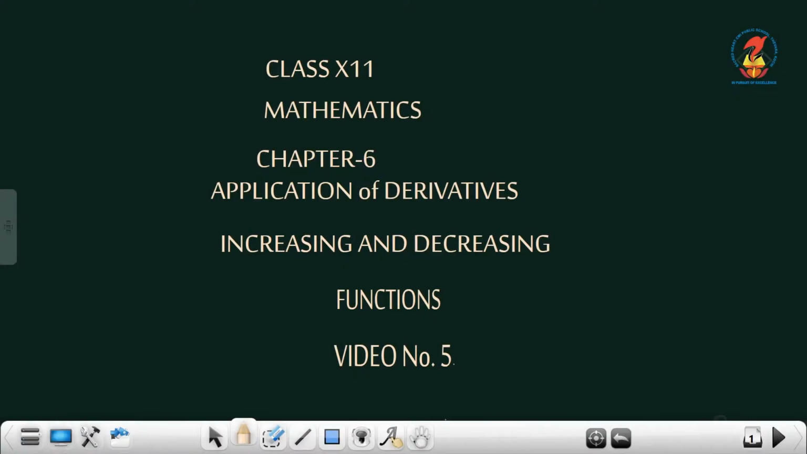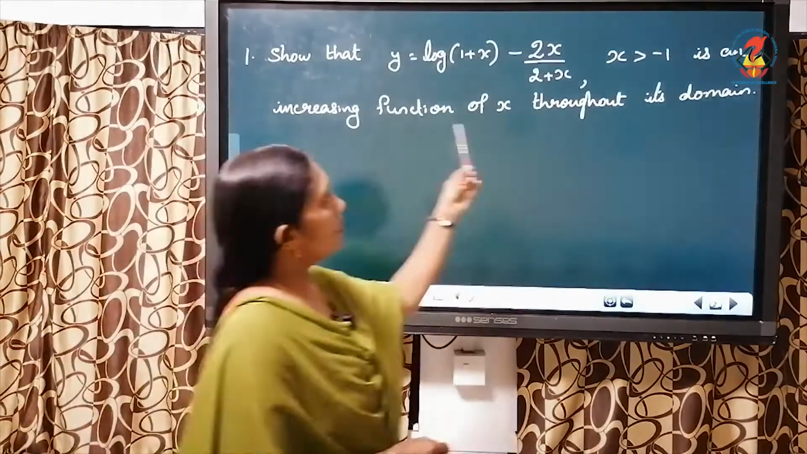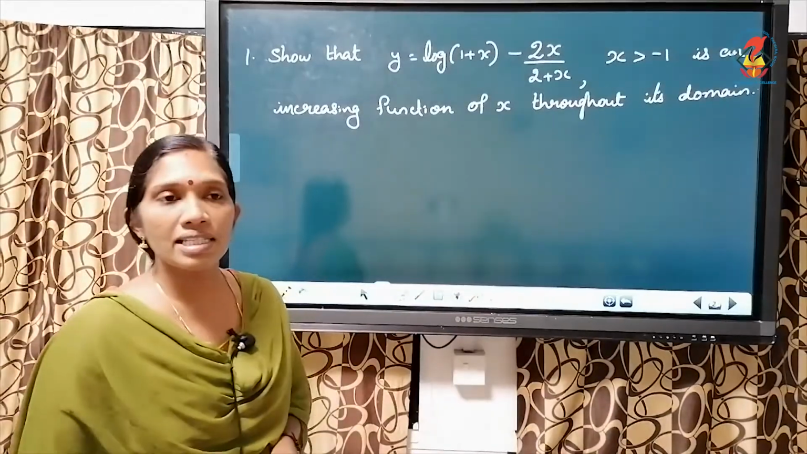Welcome back, children. We can do more problems related to increasing and decreasing functions. So the first question: show that y is equal to log(1 + x) minus 2x by (2 + x), where x is greater than -1, is an increasing function of x throughout its domain. So we have to prove the given function is an increasing function.